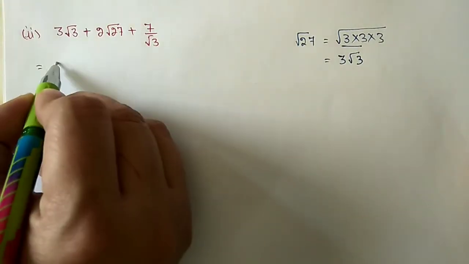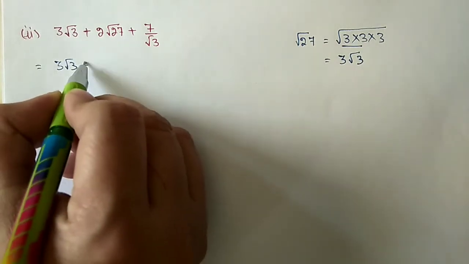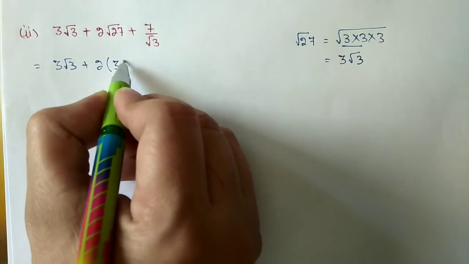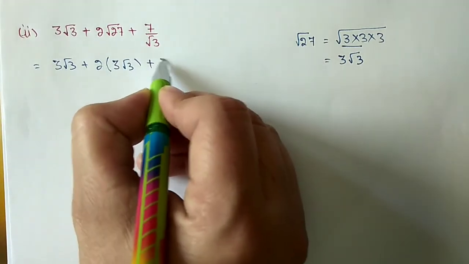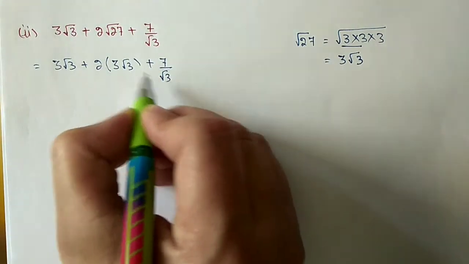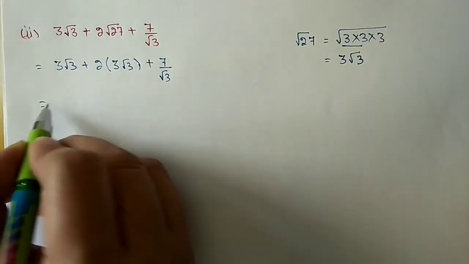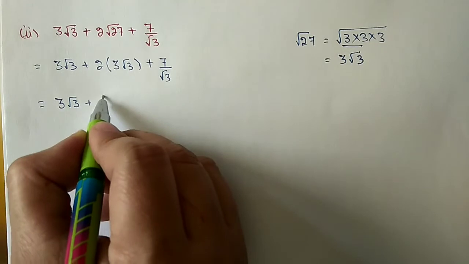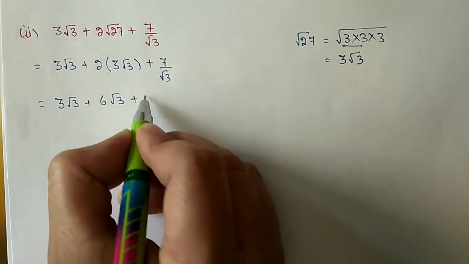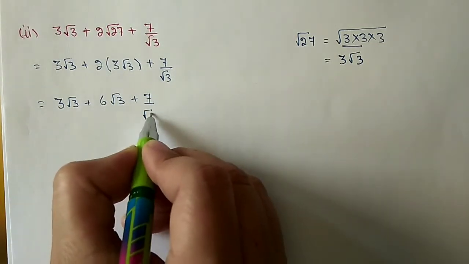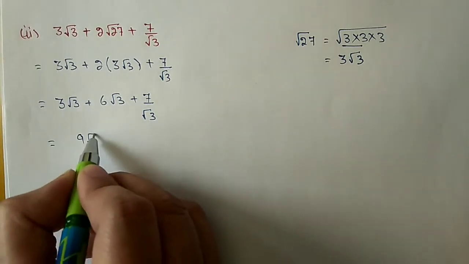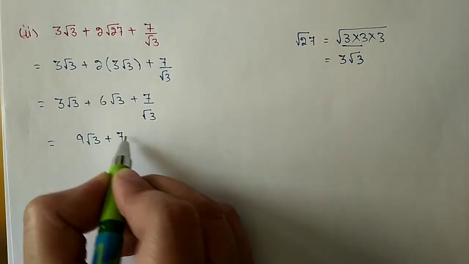So we have here now 3 root 3 plus 2, and in place of root 27 we can write 3 root 3, plus 7 by root 3. So it will become 3 root 3 plus 2 into 3, 6 root 3, plus 7 by root 3. Now 3 plus 6 we can write as 9 root 3 plus 7 by root 3.